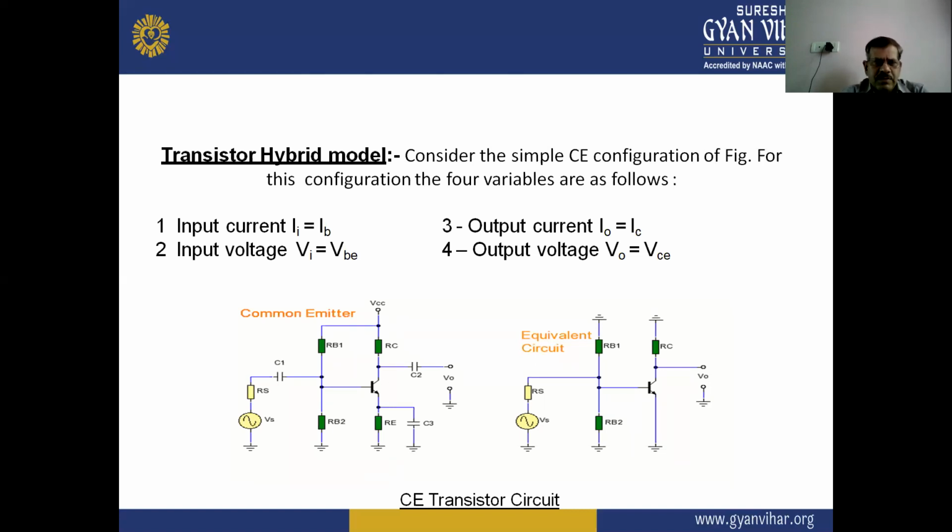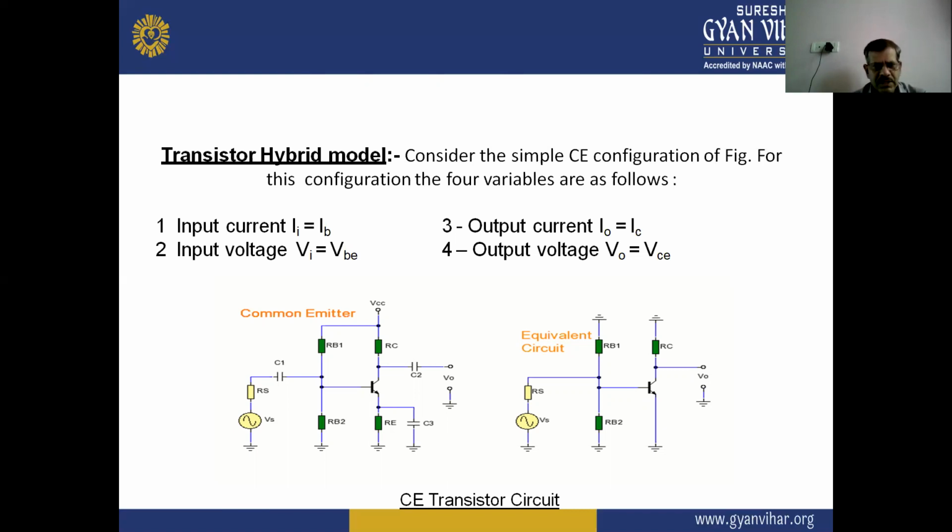Next, the transistor hybrid model. Consider the simple CE configuration, or common emitter configuration, of the figure. For this configuration, the four variables are as follows. One, input current Ii equals IB. Second, input voltage Vi equals VBE, base to emitter voltage. Third, output current Io equals IC, that is the collector current. And fourth is output voltage Vo, that is VCE, voltage collector to emitter.